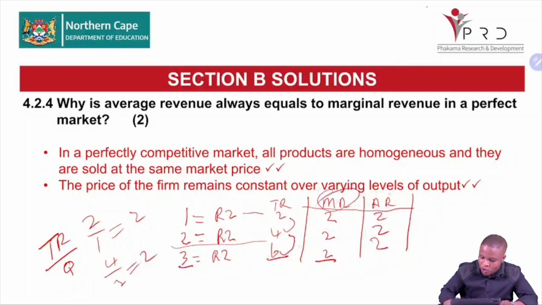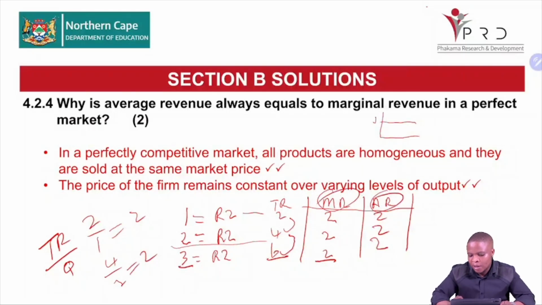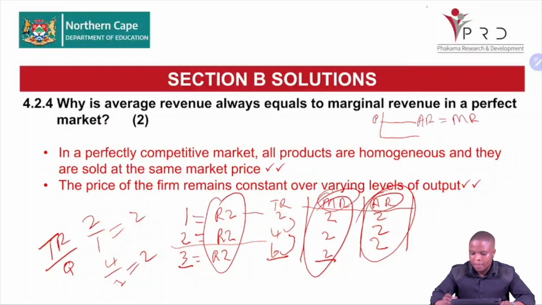So MR is always equal to AR when we are doing perfect market. That's why you find that your line is horizontal. It represents the price. This price, 2 rand. It represents the MR. It represents the AR. So price is equal to AR and it also equals MR.